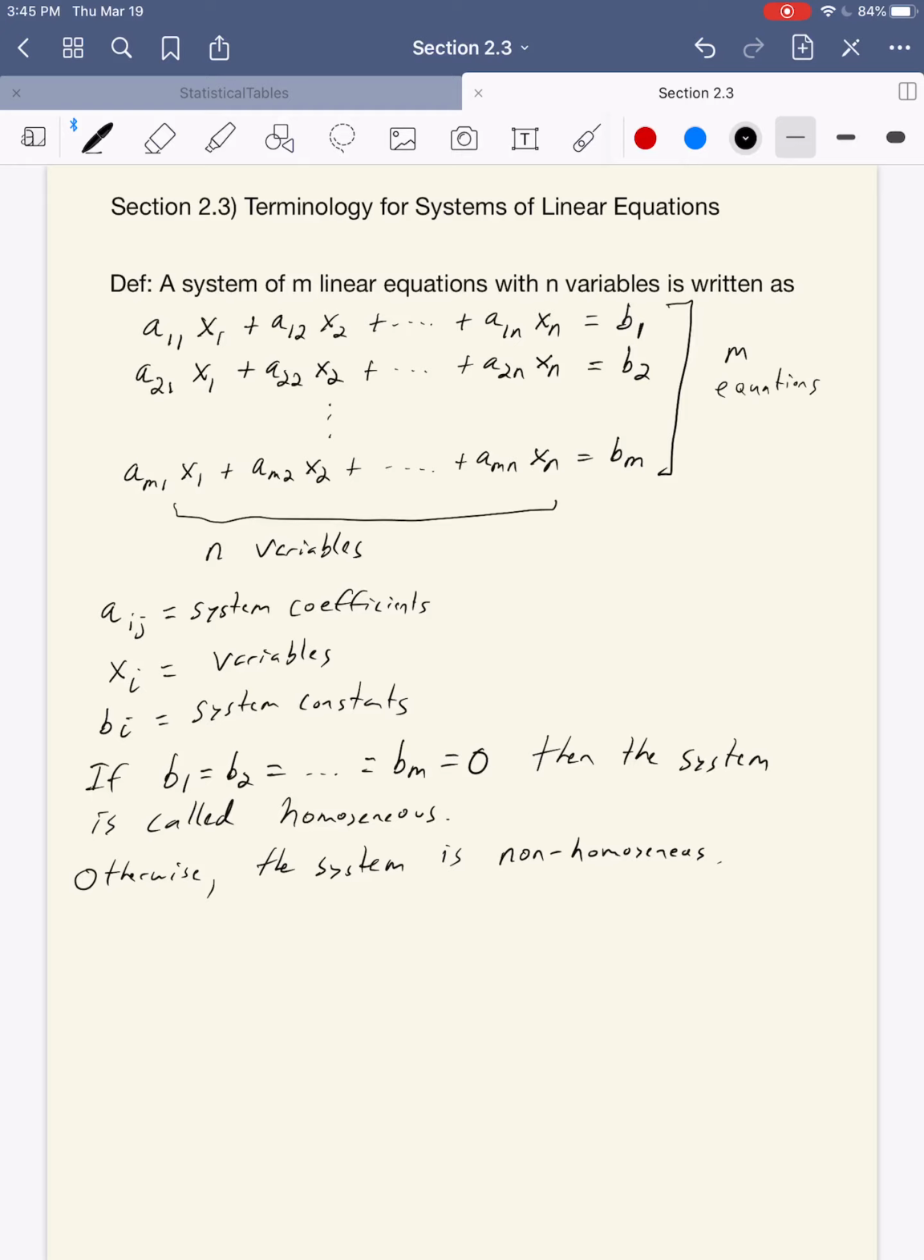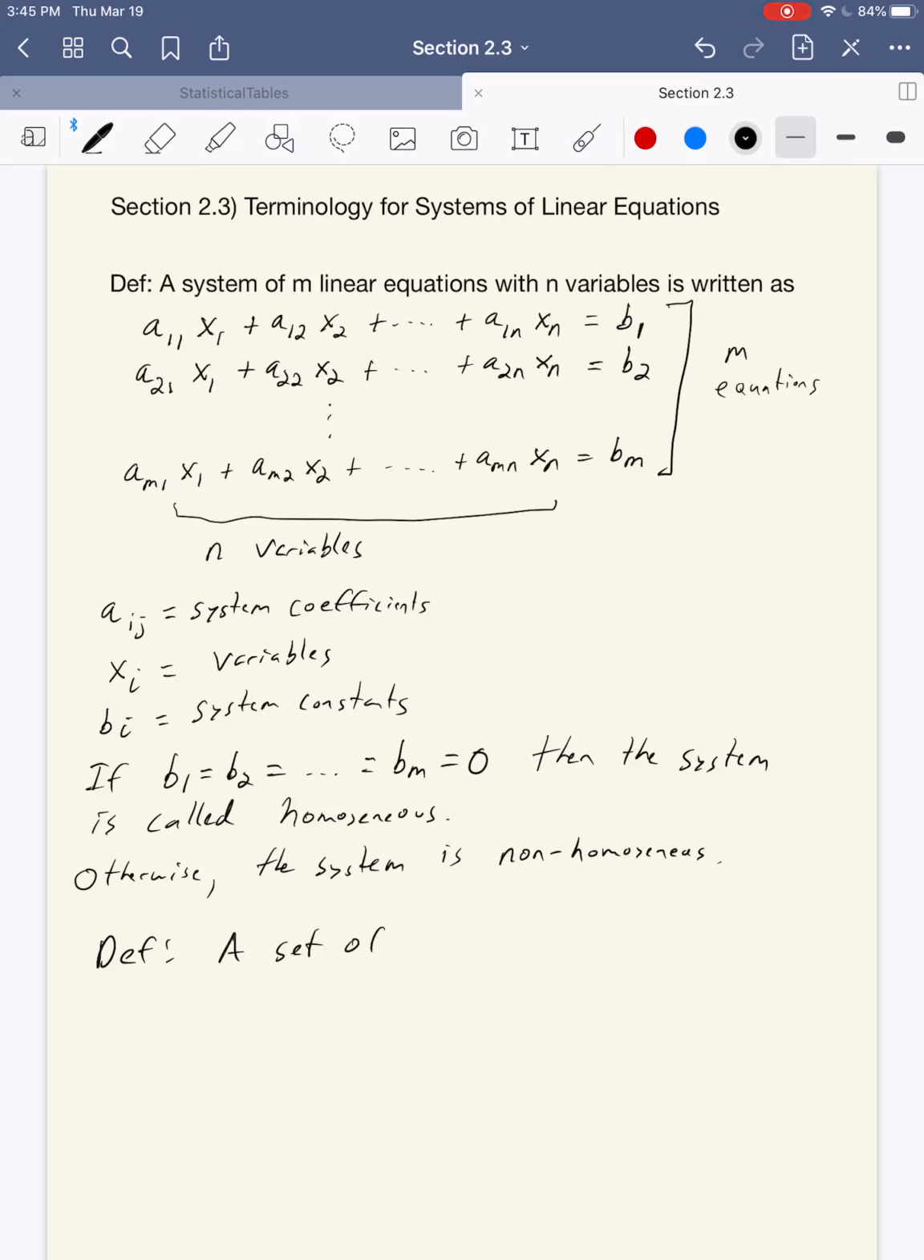Okay, so just be aware that if all the equations are equal to 0, we call that homogeneous, and otherwise the system is called non-homogeneous. All right, let's talk a little bit more about this. We should probably define what it means to be a solution to this. So I'll give a quick definition here.